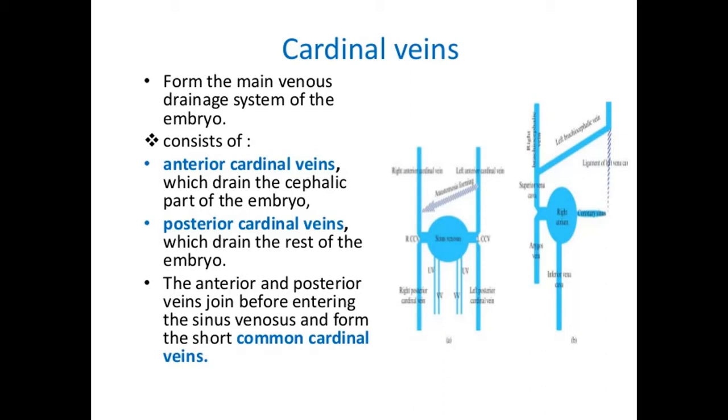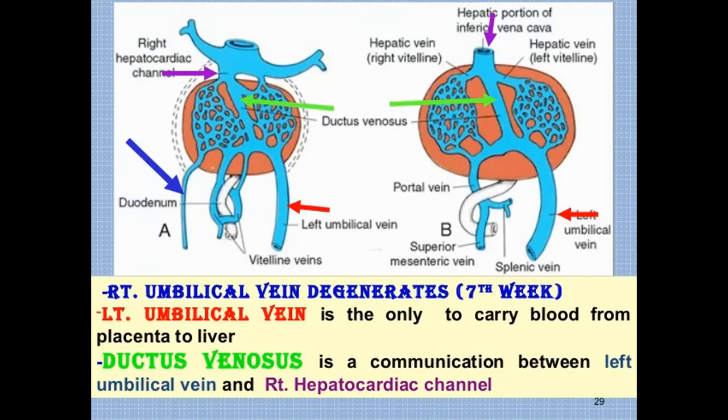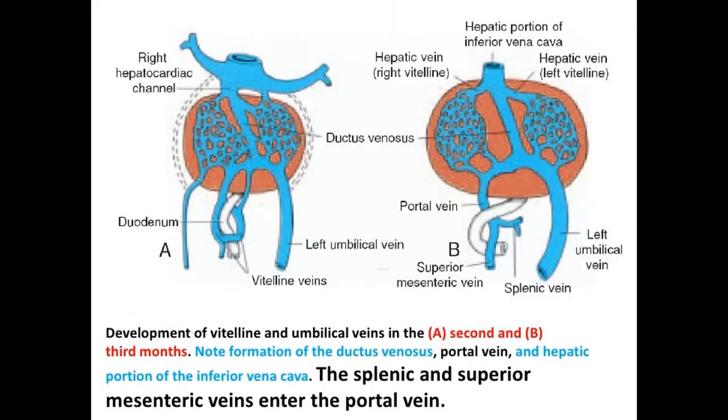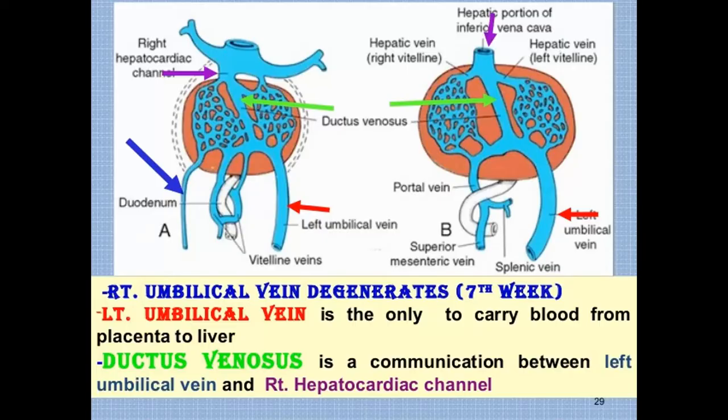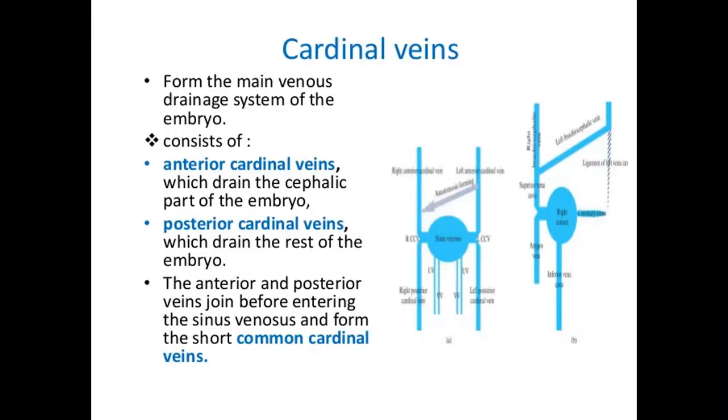As we were discussing the development of the venous system in the previous lecture, we saw the development and fate of the umbilical and vitelline veins. Today, we are going to discuss the cardinal system of veins, how it develops and what end result develops from these cardinal veins. They form the main venous drainage system of the body.